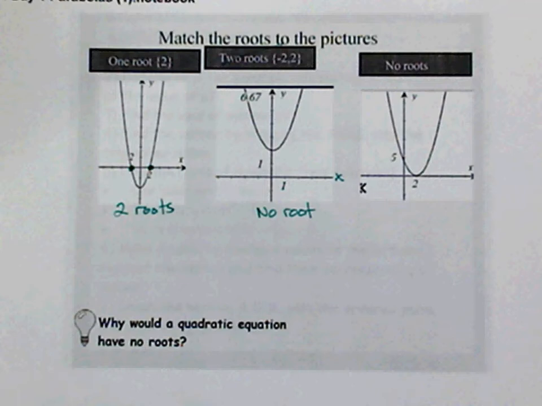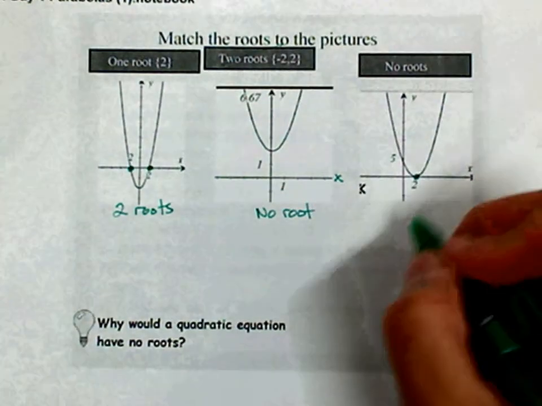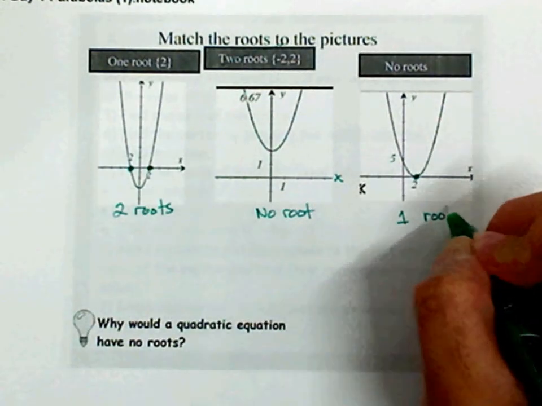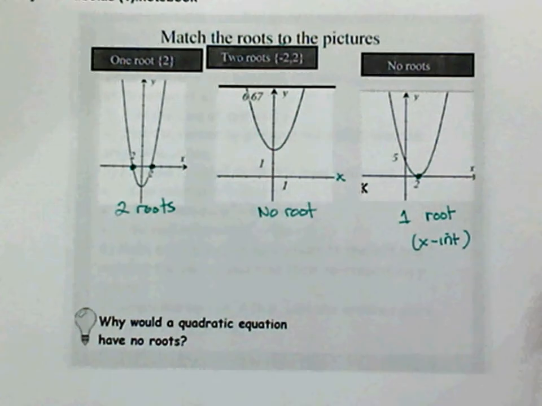Keep going. Right here, it's only at 1, so you can only have 1 root. So a root is basically your x-intercept. Why are you crossing the x-axis?